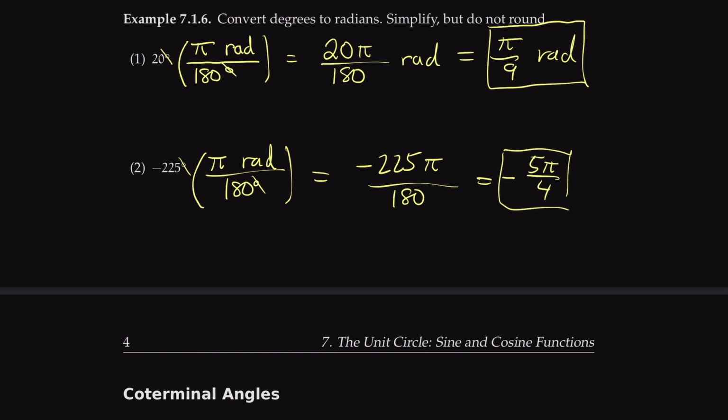The negative sign means the same thing that it did in degrees. It means we're going to start on the positive x-axis, but we're going to move in the clockwise direction to get to negative 5 pi over 4, which is somewhere right in there.